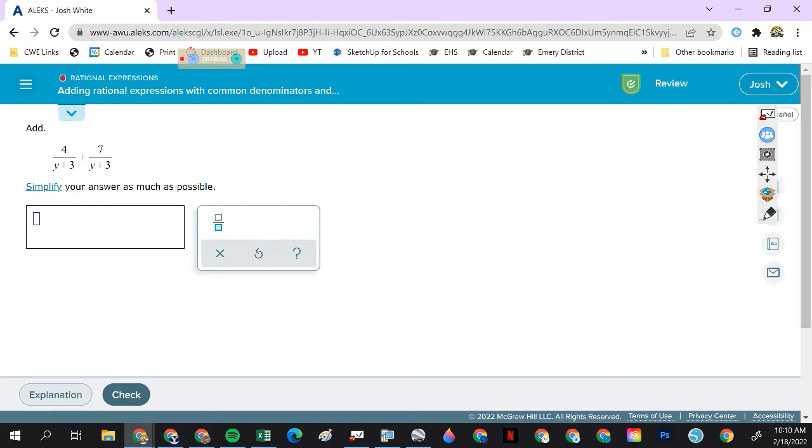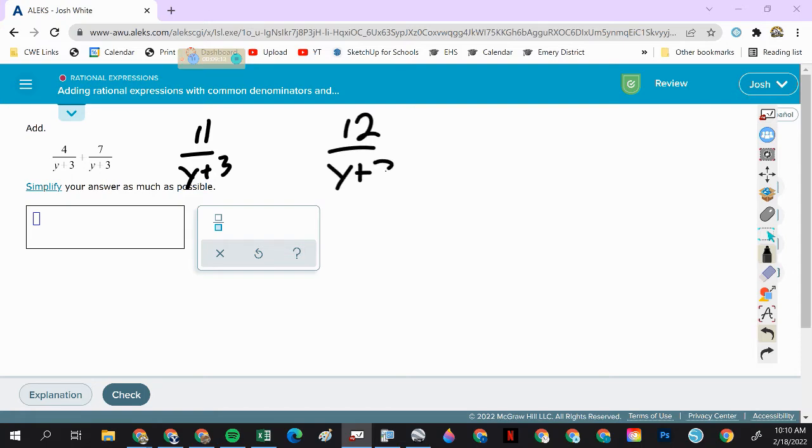Here I have denominators that match. So I just add, and I get 11/y plus 3. Does that simplify? What if it was 12/y plus 3? Can I take a 3 out of those? No. You can never cancel part of an addition or subtraction. If you're going to get rid of something in the y plus 3, the entire y plus 3 has to go.